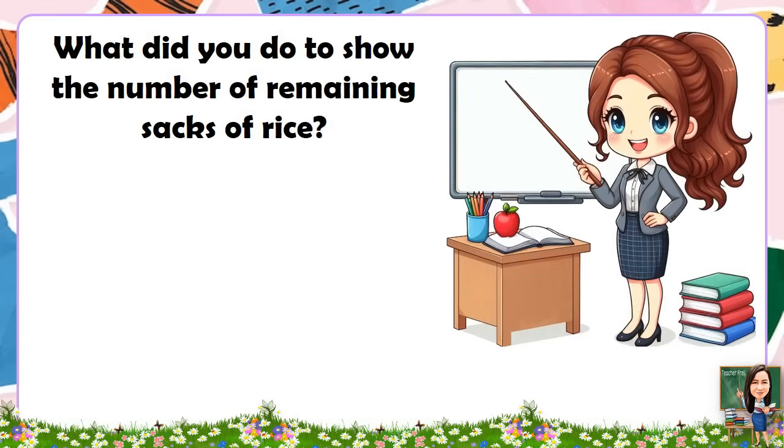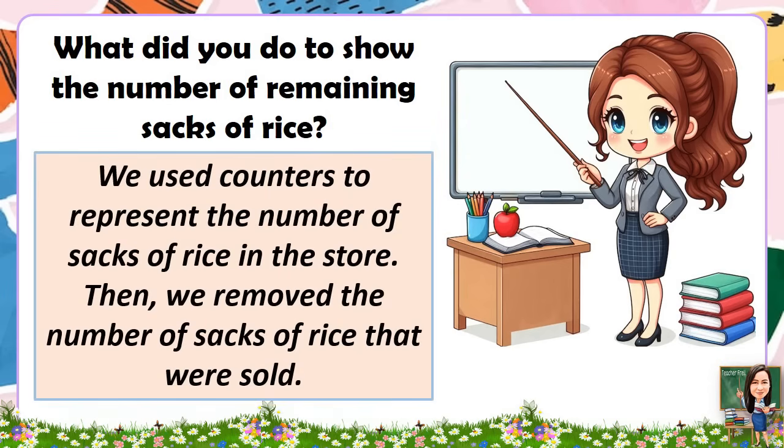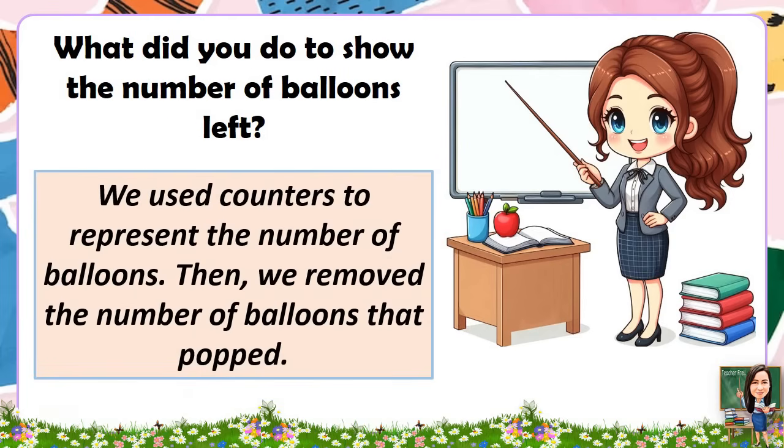Now, answer the following questions. What did you do to show the number of remaining sacks of rice? Yes, we use counters to represent the number of sacks of rice in the store. Then, we remove the number of sacks of rice that were sold. What did you do to show the number of balloons left? Yes, we use counters to represent the number of balloons. Then, we remove the number of balloons that pop.